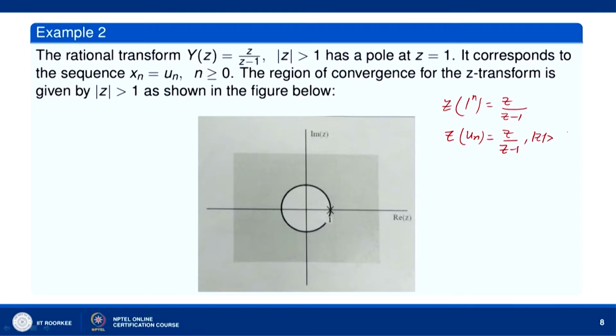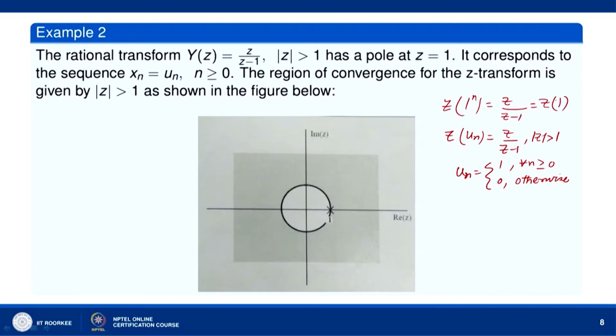Because u[n] is equal to 1 for all n greater than or equal to 0 and 0 otherwise. Okay. So, the Z transform of 1 to the power n, or also we write the Z transform of 1.